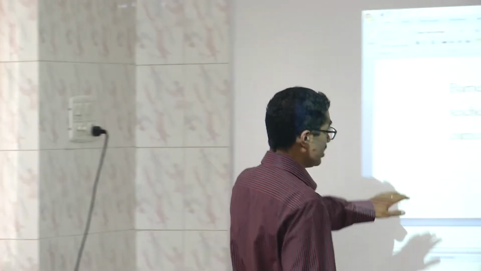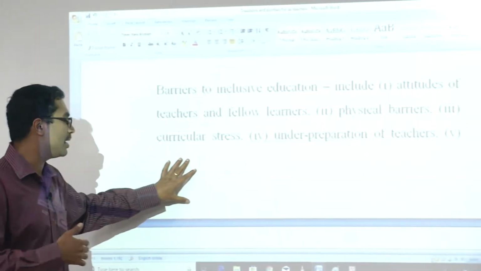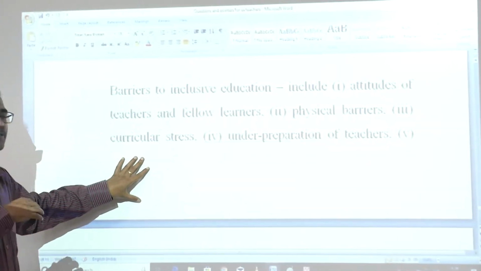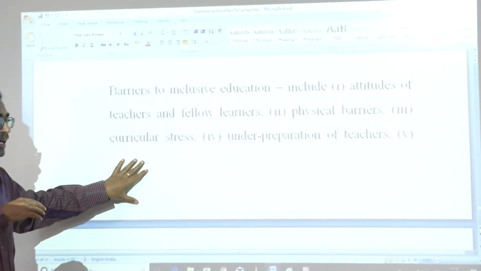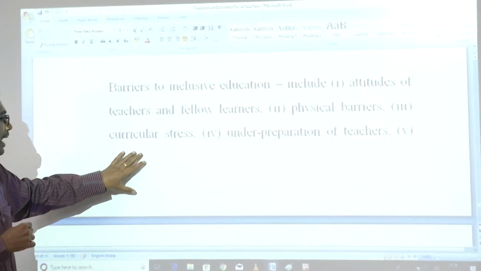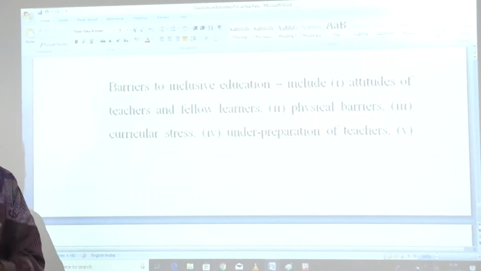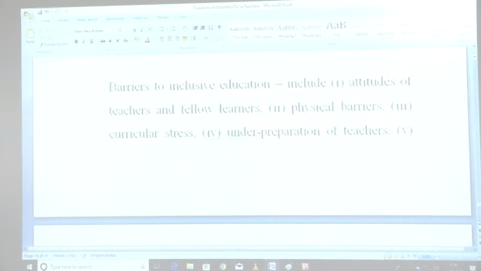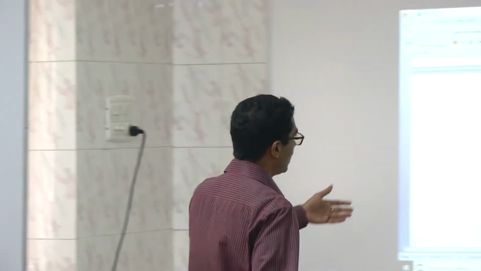And curricular stress. So in many of our universities and schools, the emphasis is on syllabus completion. It is very little on student participation in the process. And this is a substantial source of stress for teachers as well. And this can completely disrupt inclusive practices. Similarly, under-preparation of teachers is something I've already mentioned. Poverty, socio-economic constraints, again a reality in our country.